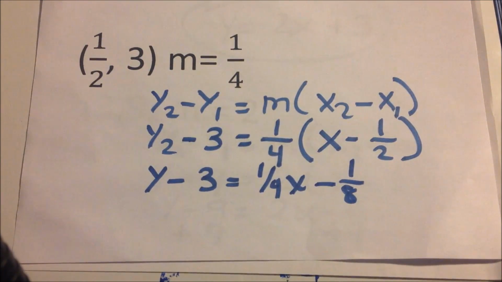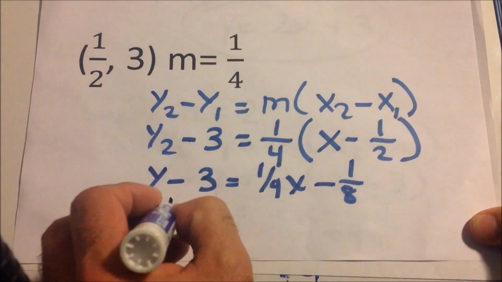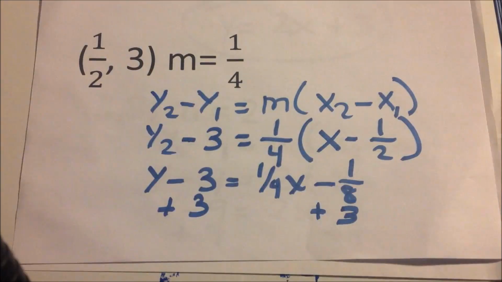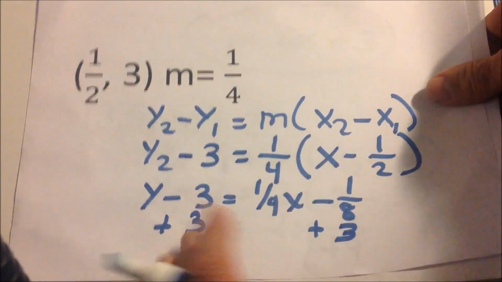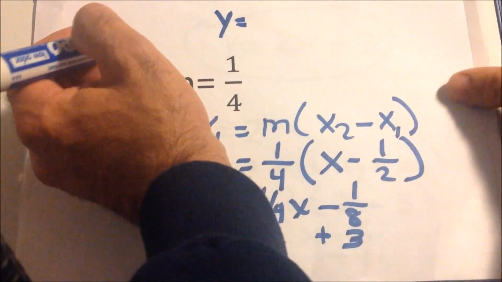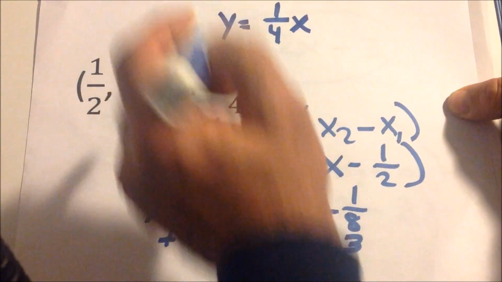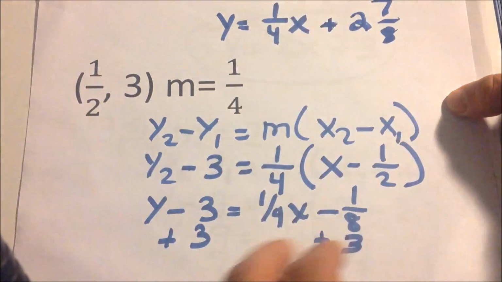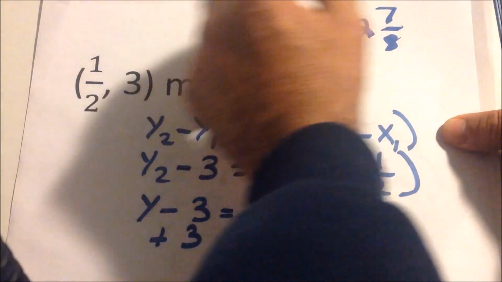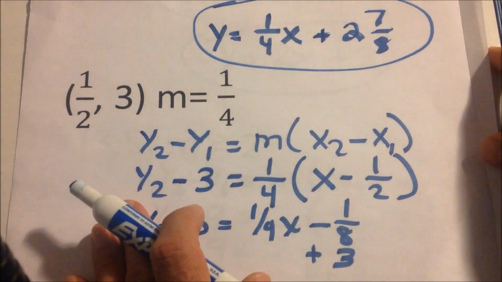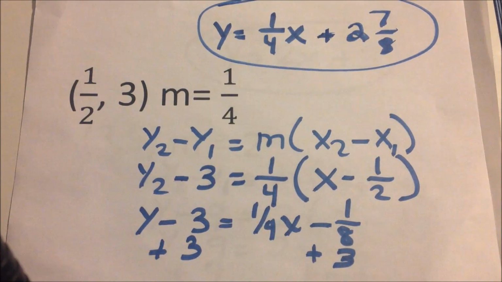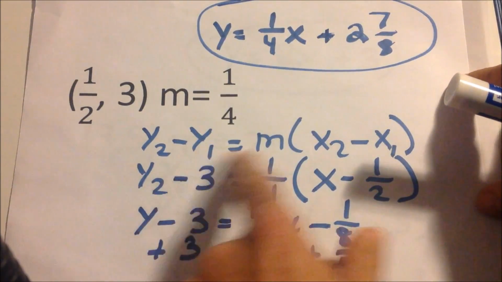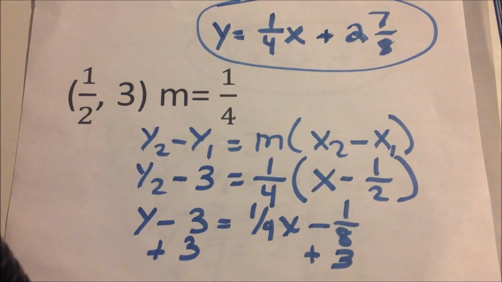Now what do we do? Let's add 3 on both sides. And let's put the answer over here. So we have y alone now. We have 1/4 x, and we're going to have plus 2 7/8. There's our answer. So that's how we do point-slope. That's how we get the point-slope formula, and that's how we use it for linear equations. Great job.